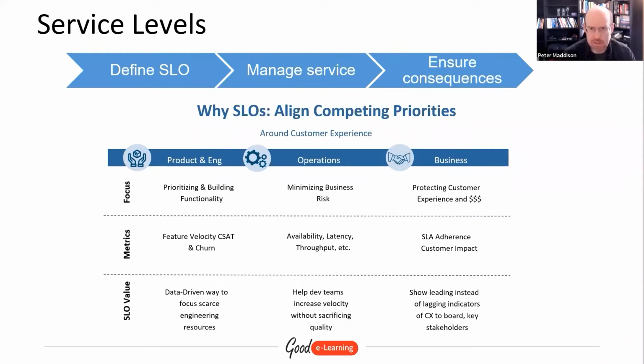focus scarce engineering resources. We can say, we know where we want you to focus because this is, from what these service levels tell us, where you need to spend the time that you have available to you on improving the product or service. When we go talk to the operations teams, we can talk to them about helping development teams increase velocity without sacrificing quality.